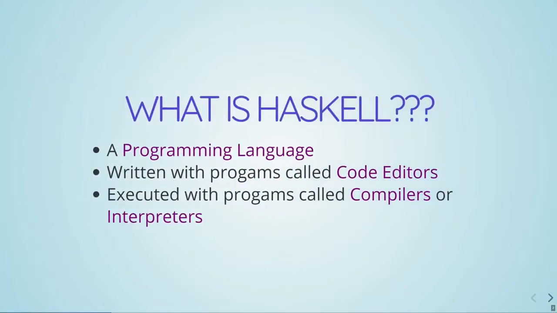Haskell is a programming language. If you've never done any coding before, we write different programs using different languages, just like how different people speak different languages. And in order to write these programs, you're going to need a program called a code editor. This will be like your Microsoft Word, but for writing code. And you're going to need either the compiler or interpreter for that language.